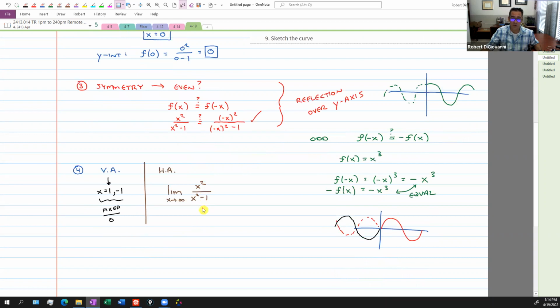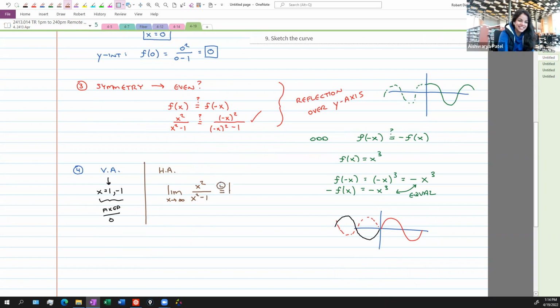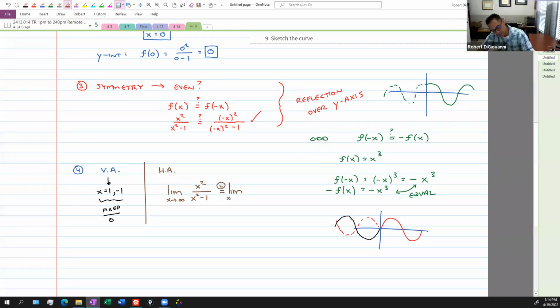So what can I use? L'Hopital, whatever his name is. L'Hopital. The hospitals, right? So I'll do L'Hopital here. Derivative of the top is 2x. Derivative of the bottom is 2x. And 2x over 2x is 1. Which means that as the graph goes out to the right, I should asymptotically be approaching 1.